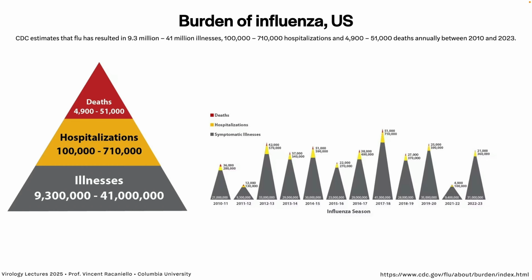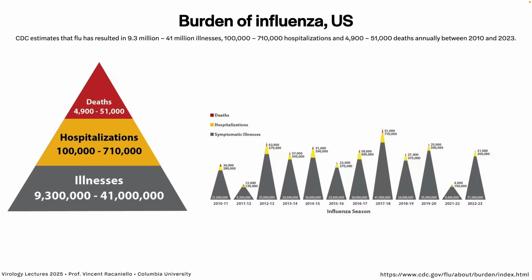Typically, this is the data from 2010 to 2023 from CDC. So we've had between 9 million and 41 million illnesses on a yearly basis. We've had between 100,000 and 700,000 hospitalizations, depending on the year, and between 5,000 and 51,000 deaths. This is just in the US, and that's from year to year.